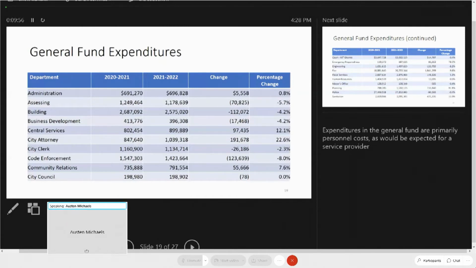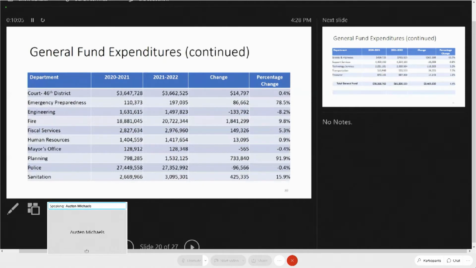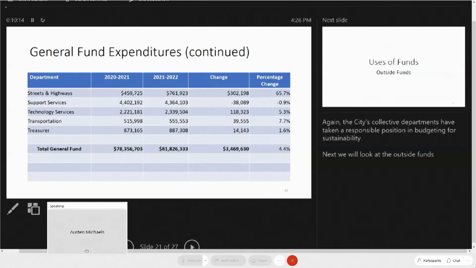This is just a high-level change from where we're at in the current budget year going into the proposed next budget year. Overall, the general fund's anticipated expenditures are 81.826 million. That represents a 4.4% increase over the current year.